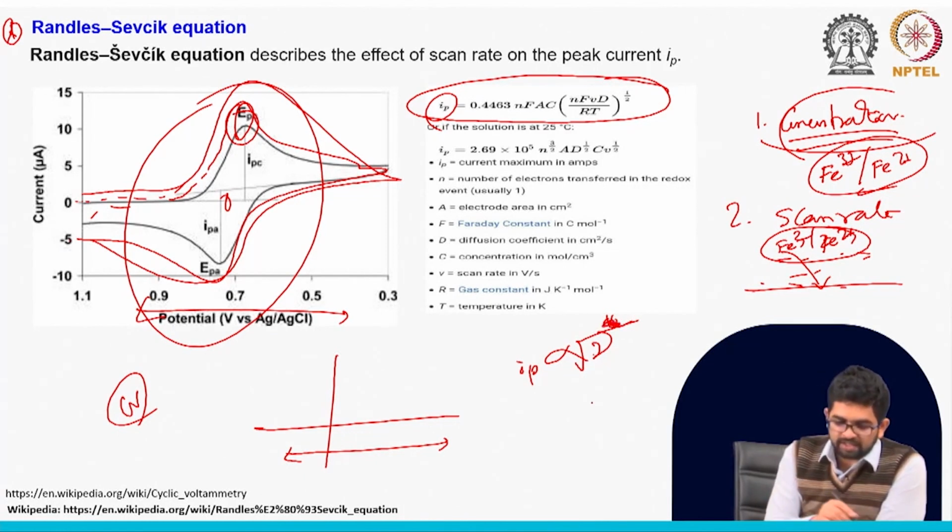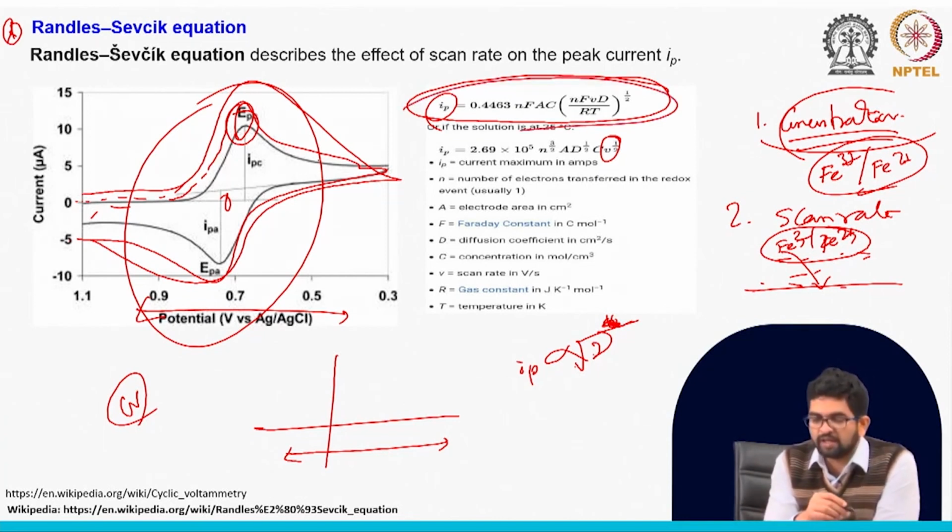So, if you increase the scan rate, accordingly the current of your cyclic voltammogram will also increase. This is the relation, no need to remember, just try to correlate or explain your output data based on the scan rate. That is my main goal, to tell you the Randles-Sevcik equation.